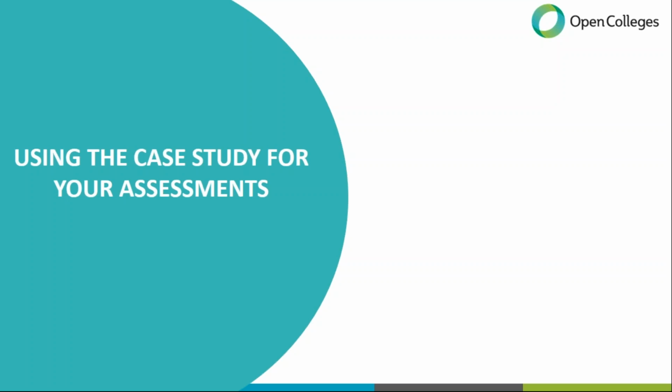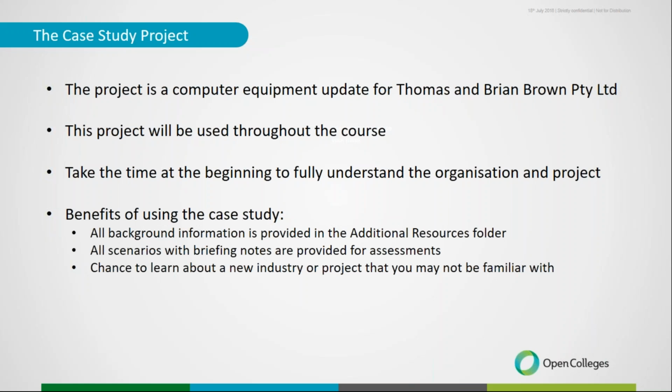Alrighty, so let's have a look at the case study. When you go through the assessments, the case study that you'll be using is a computer equipment update for Thomas and Brian Brown Proprietary Limited. So this case study will build all the way through the course. So you'll start with scope and develop up your work breakdown structure and everything for this particular project here. And then this will carry through into time and cost and human resources, and all the other parts of the modules will all build from this particular one.